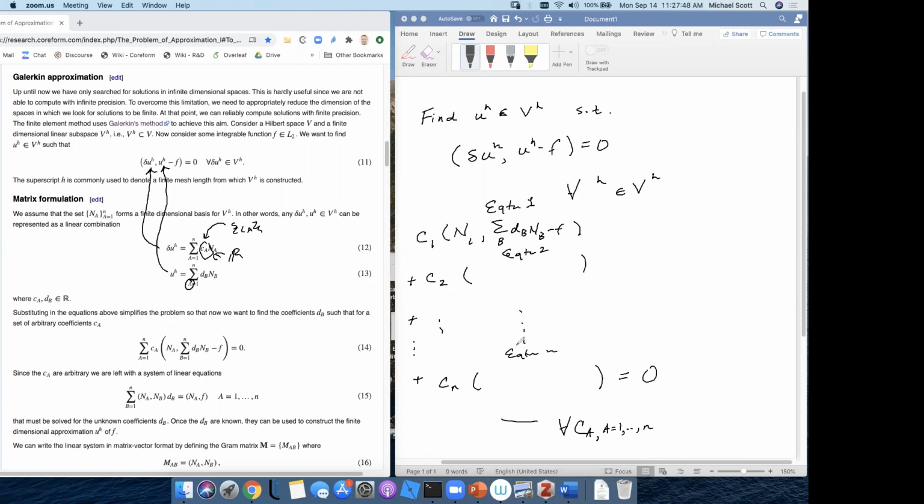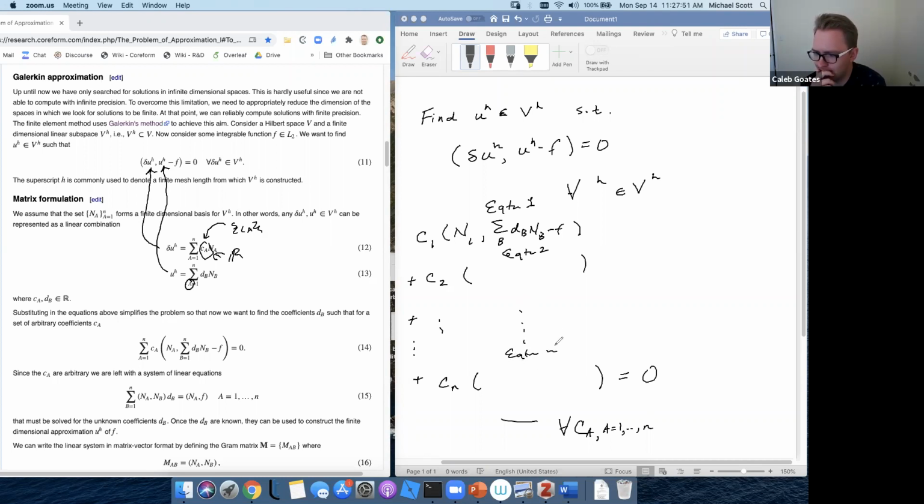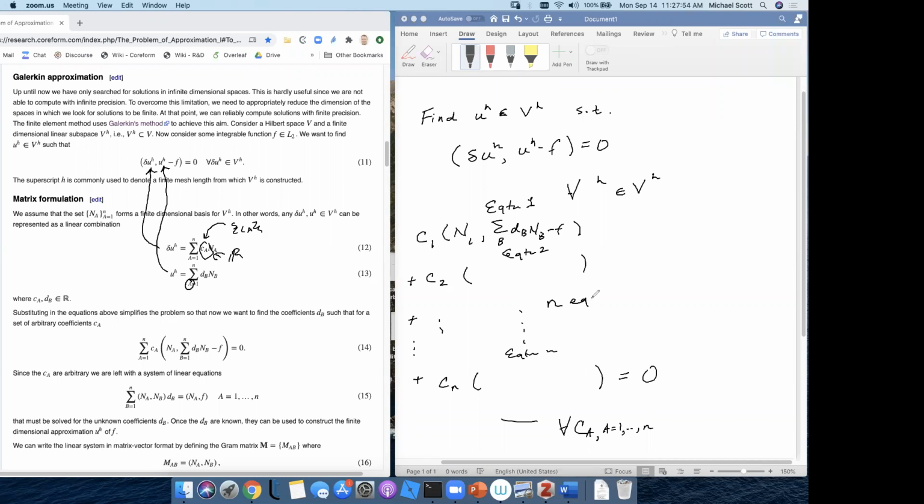So do you notice now you have how many equations? N equations. And how many unknowns? N unknowns. Okay, you see what's happened here? We've gone from our abstract weak form to a linear system of n equations in n unknowns. Very important. It took me a while to appreciate this.